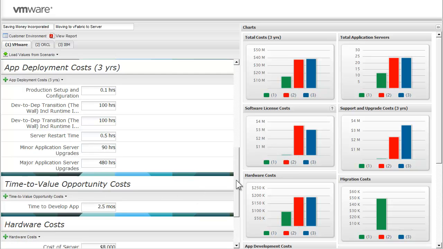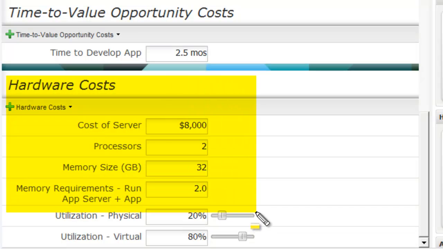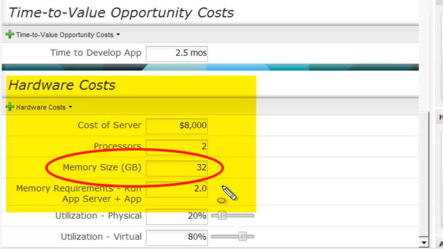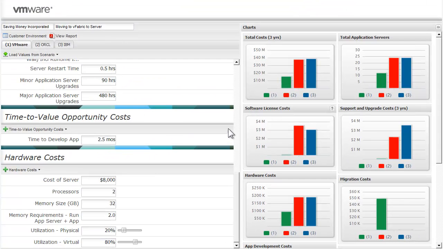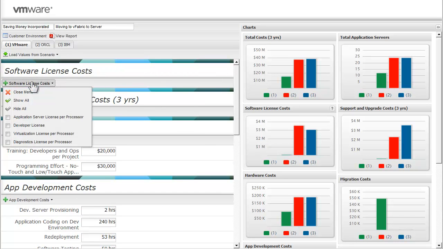Other factors in our total cost of ownership calculation are the time to value opportunity cost as well as the hardware costs. Time to value is how agile a developer is developing and how fast a developer can bring an application to market. Hardware costs are naturally the cost of the hardware itself as well as virtualization licenses. Because tcServer is so lightweight, the amount of memory and other system resources it uses is significantly less. tcServer becomes a perfect fit for virtual environments where consolidation is important.